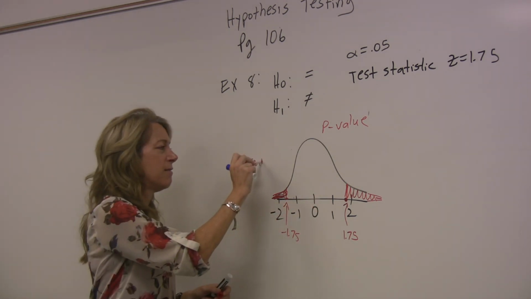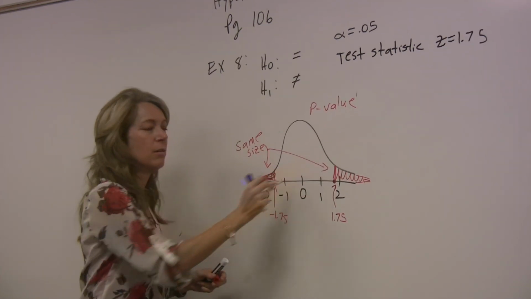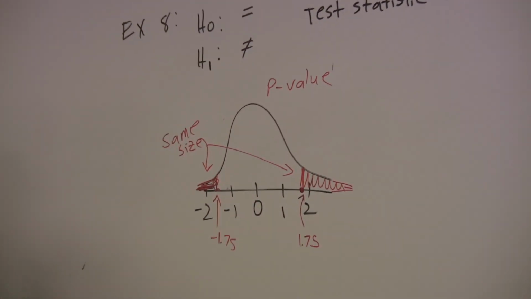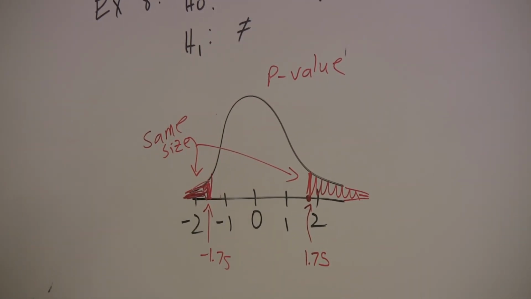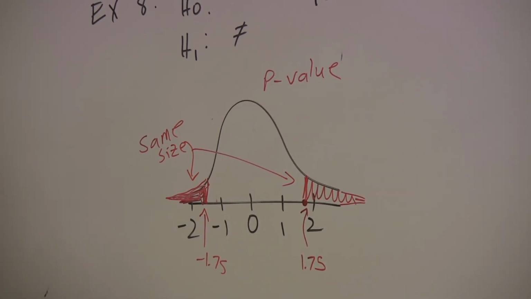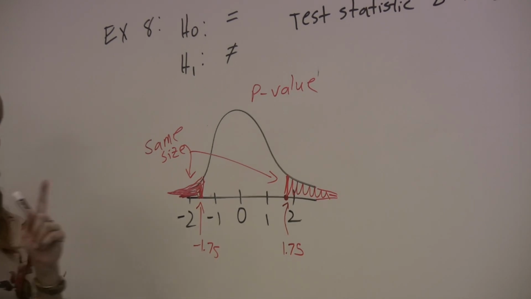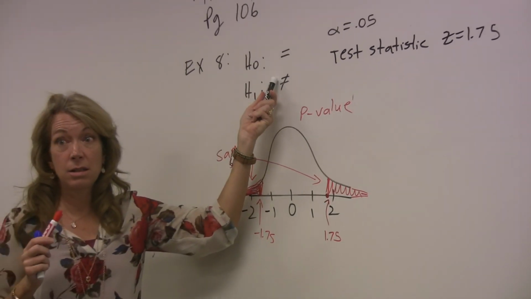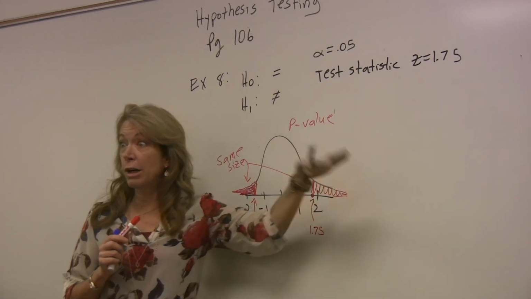Those are supposed to be the same size. They don't look the same size from my pictures. Use your imagination. I can try to fix them a little bit, but I don't know if it works. I'm not an artist. Yeah, there. Now they're closer. Just keep scribbling until it looks better. So because it's a two-tailed test, you have to consider how likely is it to be this far away on the right or on the left.